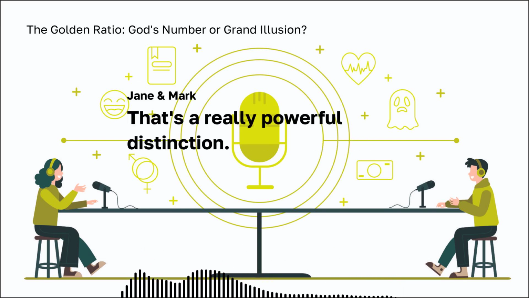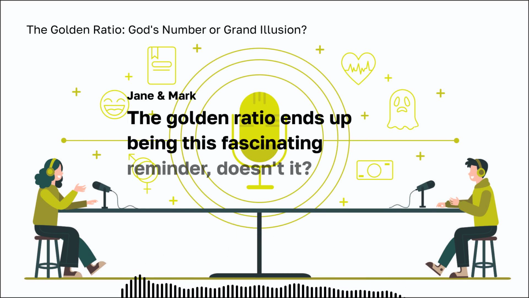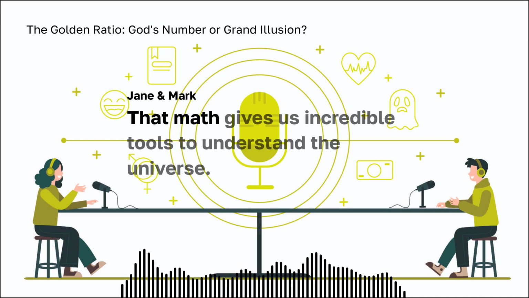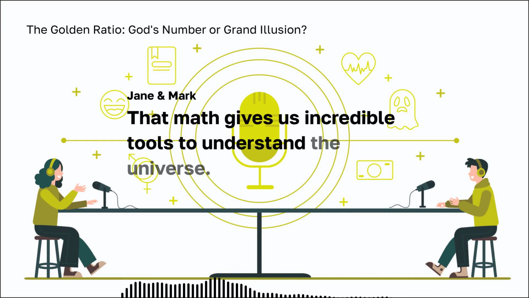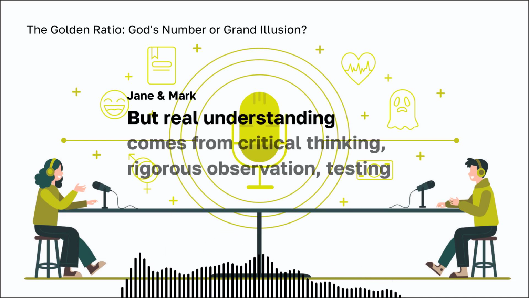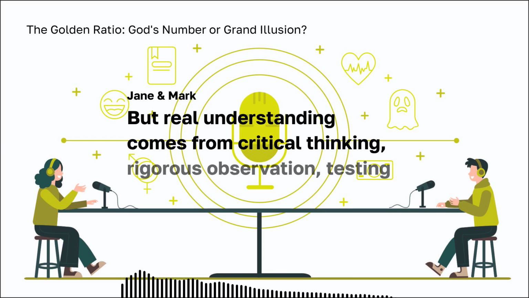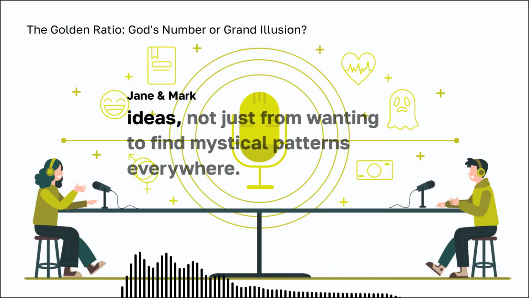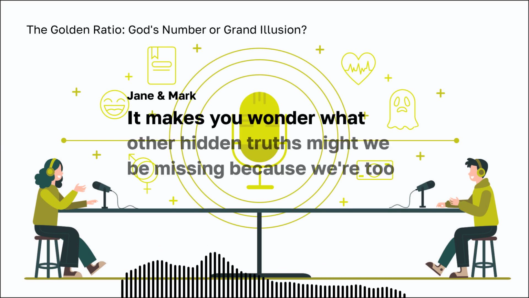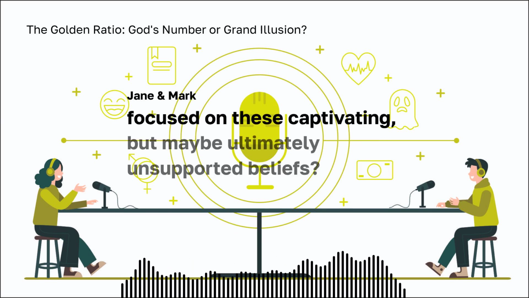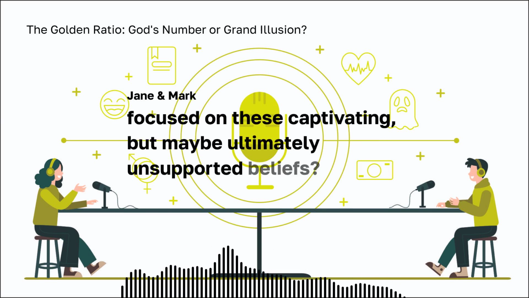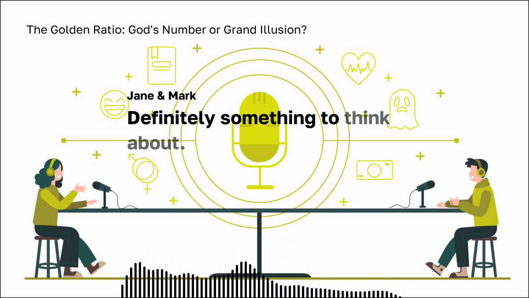That's a really powerful distinction. The golden ratio ends up being this fascinating reminder, doesn't it? That math gives us incredible tools to understand the universe, but real understanding comes from critical thinking, rigorous observation, tested ideas, not just from wanting to find mystical patterns everywhere. It makes you wonder, what other hidden truths might we be missing because we're too focused on these captivating, but maybe ultimately unsupported beliefs? Definitely something to think about.